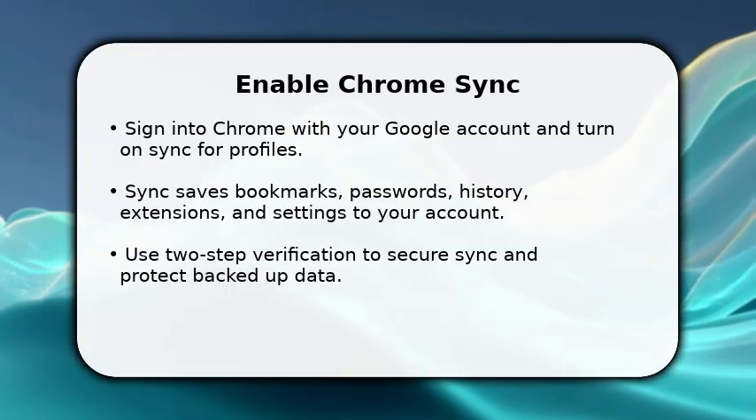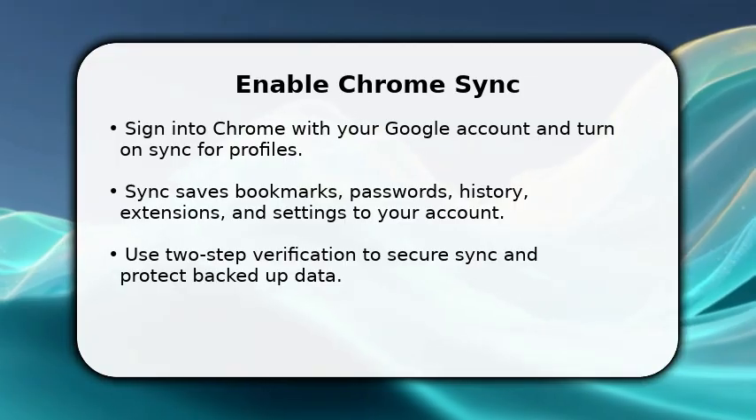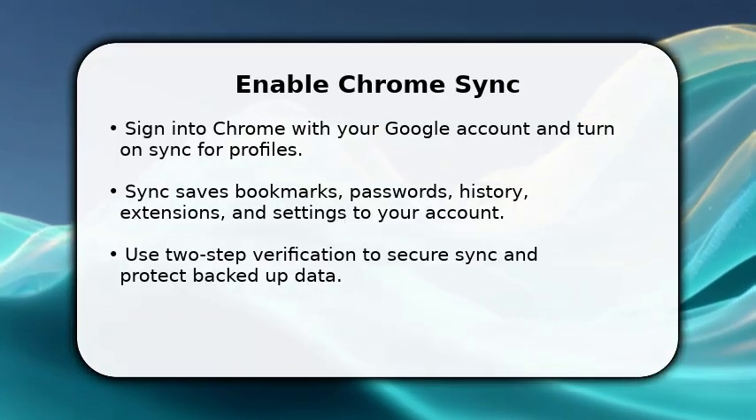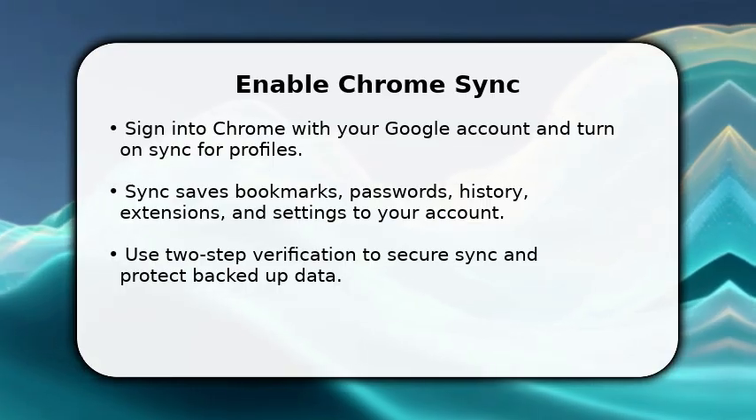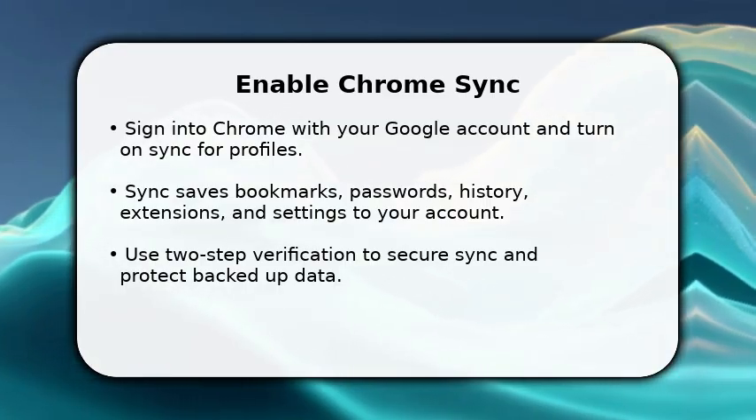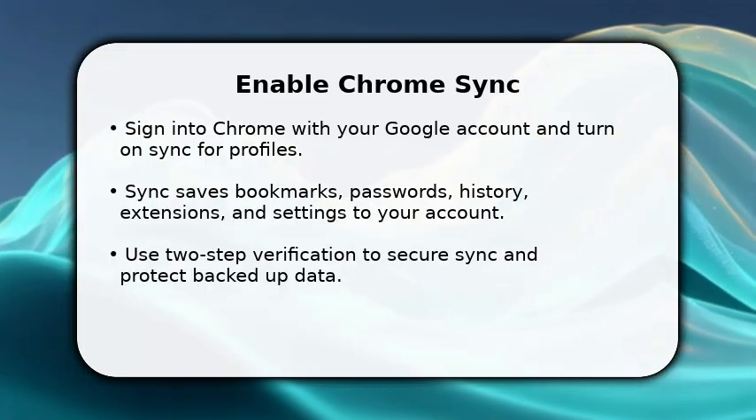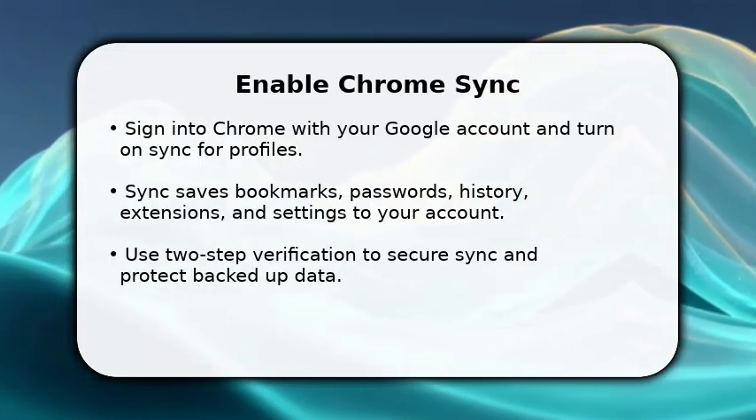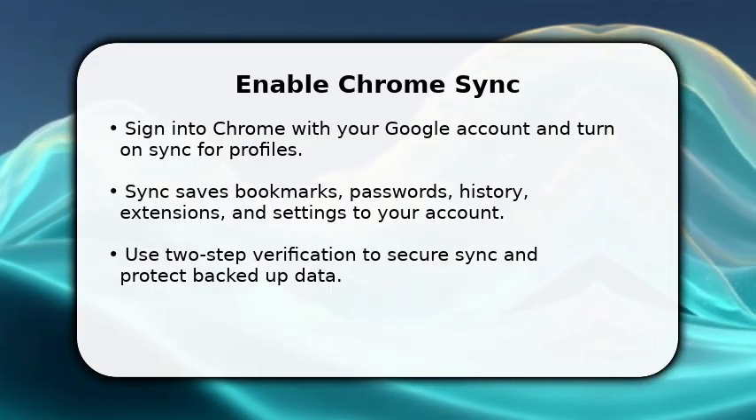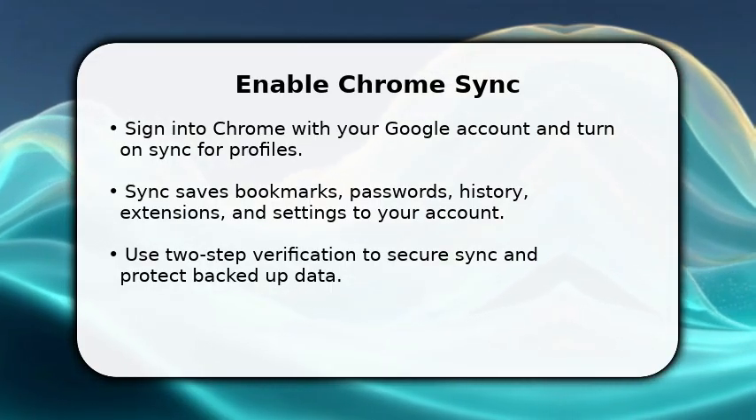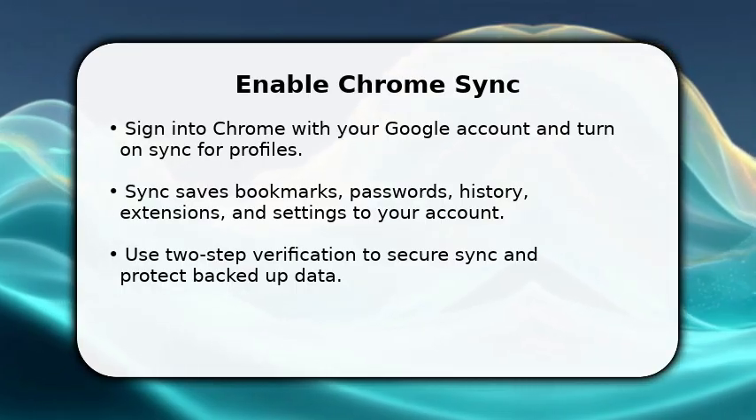Sign into Chrome with your Google account to start backing up data. Open the profile menu in the top right corner, then choose Turn on Sync. Confirm the account and select Sync Everything or pick specific categories like bookmarks, passwords, history, extensions, and settings. Sync stores your data in your Google account and keeps changes across devices.